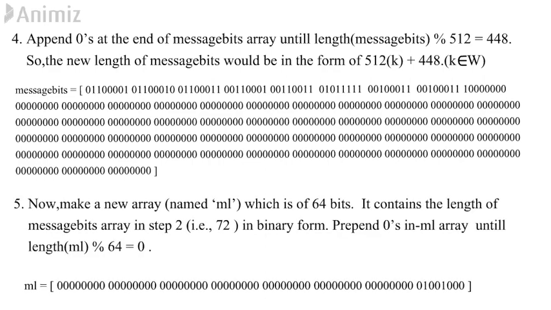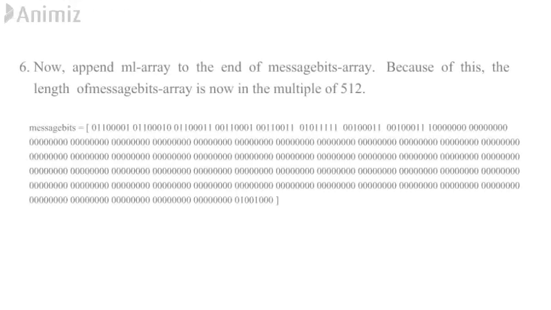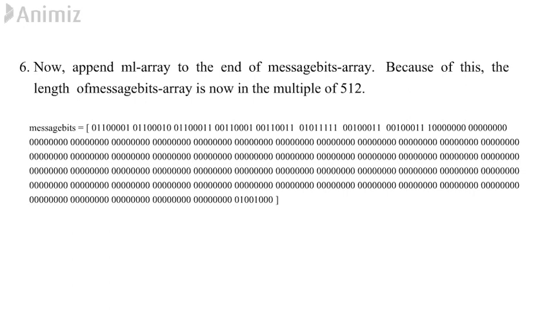In the fifth step, we make a new array ML. It contains the length of the message bit array from step 2, that is 72, in binary form. Then prepend zeros to the ML array until the length of ML modulo 64 is equal to 0. Thus the ML array is 64 bits long. In the sixth step, we append the ML array at the end of the message bit array. Because of this, the length of the message bit array is now a multiple of 512.